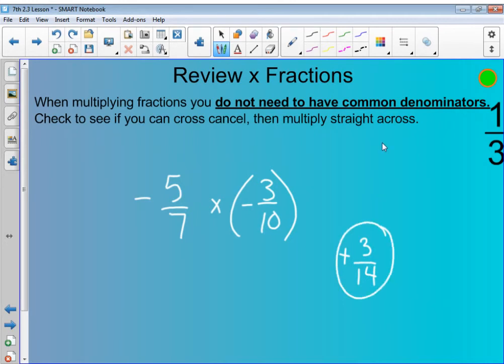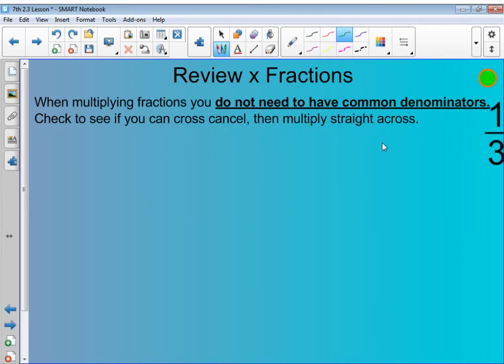So you should have gotten positive 3/14 when it was reduced down. Okay, so that's working with just regular fractions.